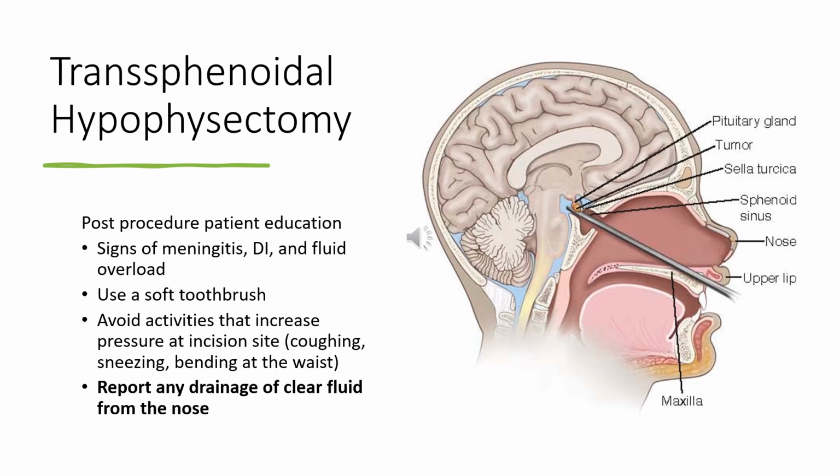We must understand the pathophysiology of this disorder and really understand the fluid volume balance and how that's going to affect a patient. We want them to use a soft toothbrush. Again, we want to avoid increased intracranial pressure, so we want to avoid coughing, sneezing, and bending at the waist. This would put strain on the surgical site.